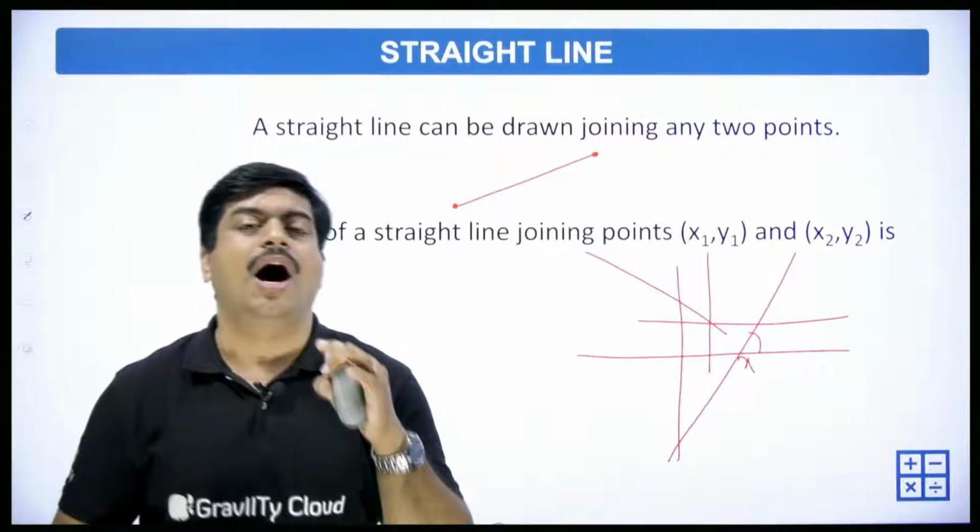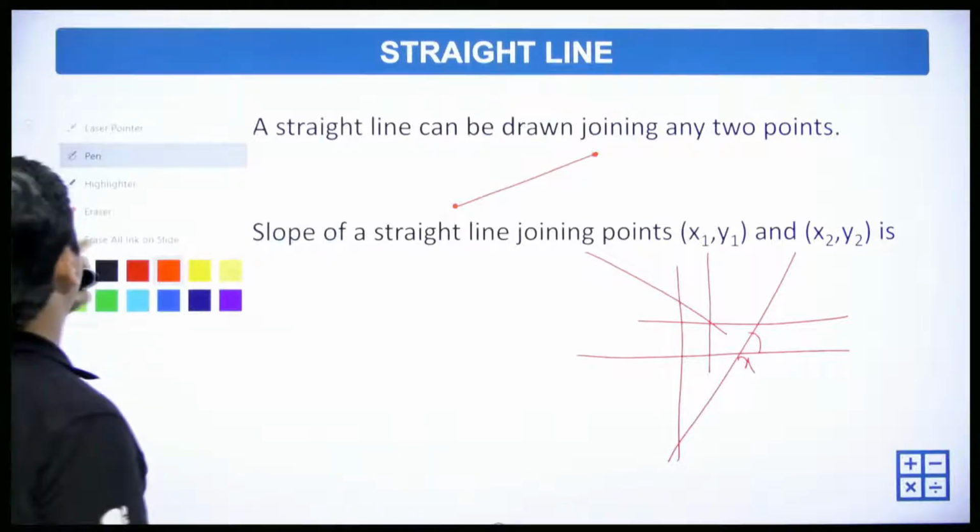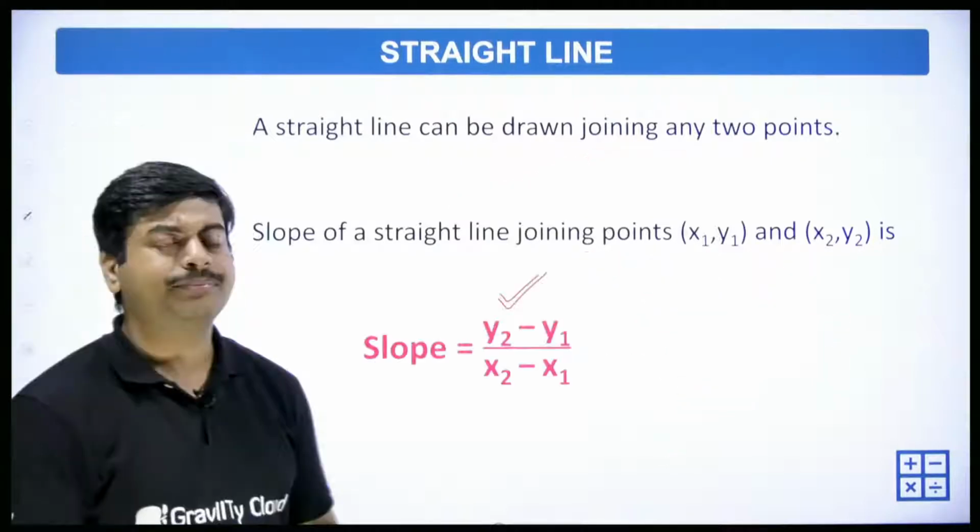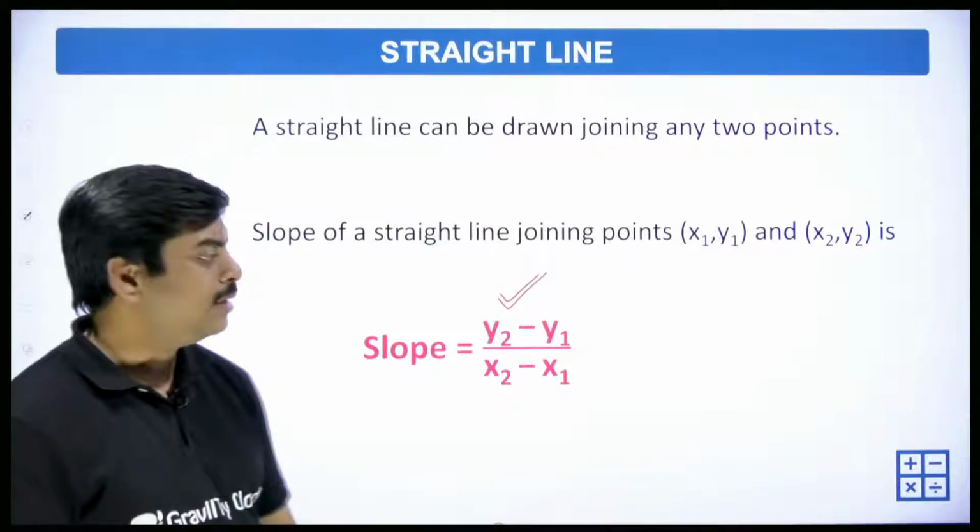The slope of a line joining 2 points is given by slope equals y2 minus y1 by x2 minus x1. y2 minus y1 by x2 minus x1. This is a very important and very useful formula.